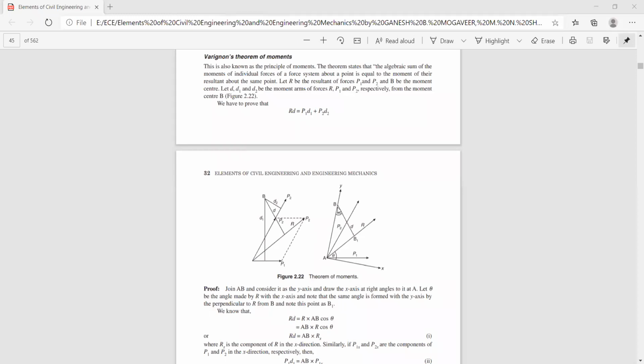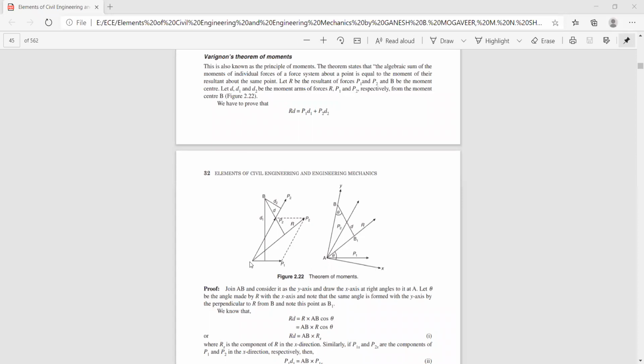So let us consider this line AB as our vertical axis, or the y-axis, and obviously perpendicular to this will be our x-axis. Now the resultant makes an angle theta with respect to the x-axis, and the same angle theta with respect to the vertical axis. So the resultant makes an angle theta with respect to both vertical and horizontal axis.